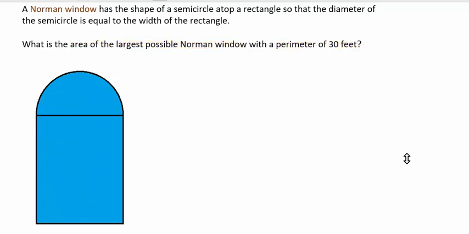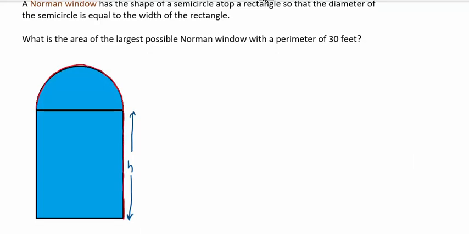So remember, the perimeter of an object is the distance around its exterior. So we would have to find the distance around the semicircle, and remember that the circumference of a full circle is 2 pi r, so we'll just take half of that. We'll have to take that length, add that to the height of the rectangle. I'll denote that as h. So we'll have to add on h, then we'll have to add on the width, so I'll call that w. After adding the width, we would have to add the height one more time.